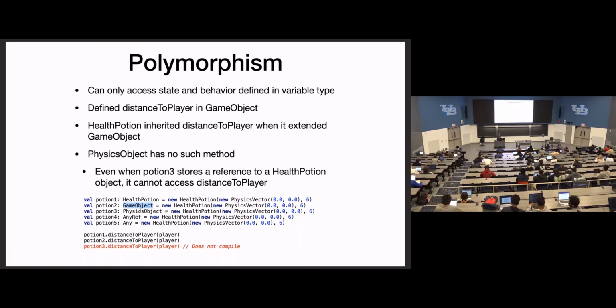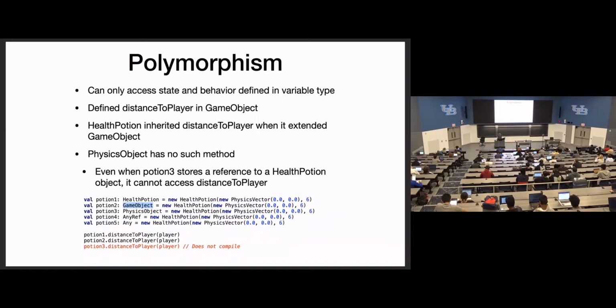So I have game object functionality, I have physics object, any ref, I have all that functionality, that state and behavior. But anything that I defined in the health potion class, I don't have access to from the game object class. Any state and behavior, especially anything that's named. Anything that's overridden, I have access to. But anything special to the health potion class, which in our case was volume, we can't access that.